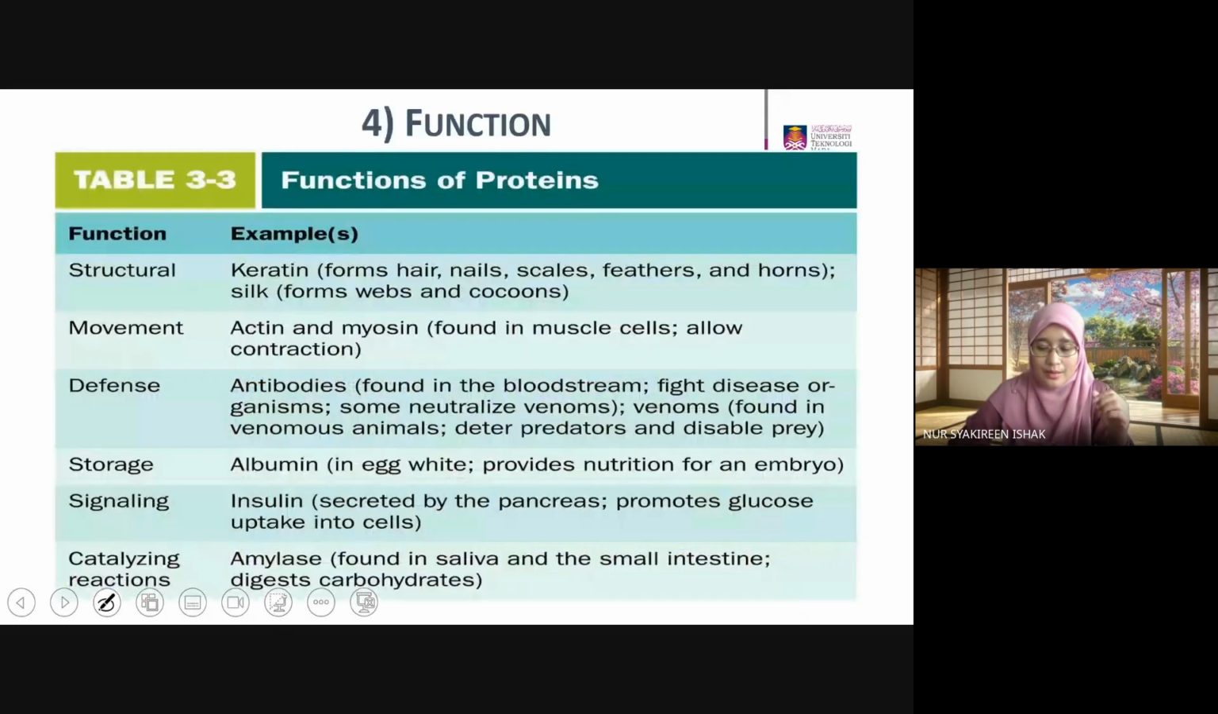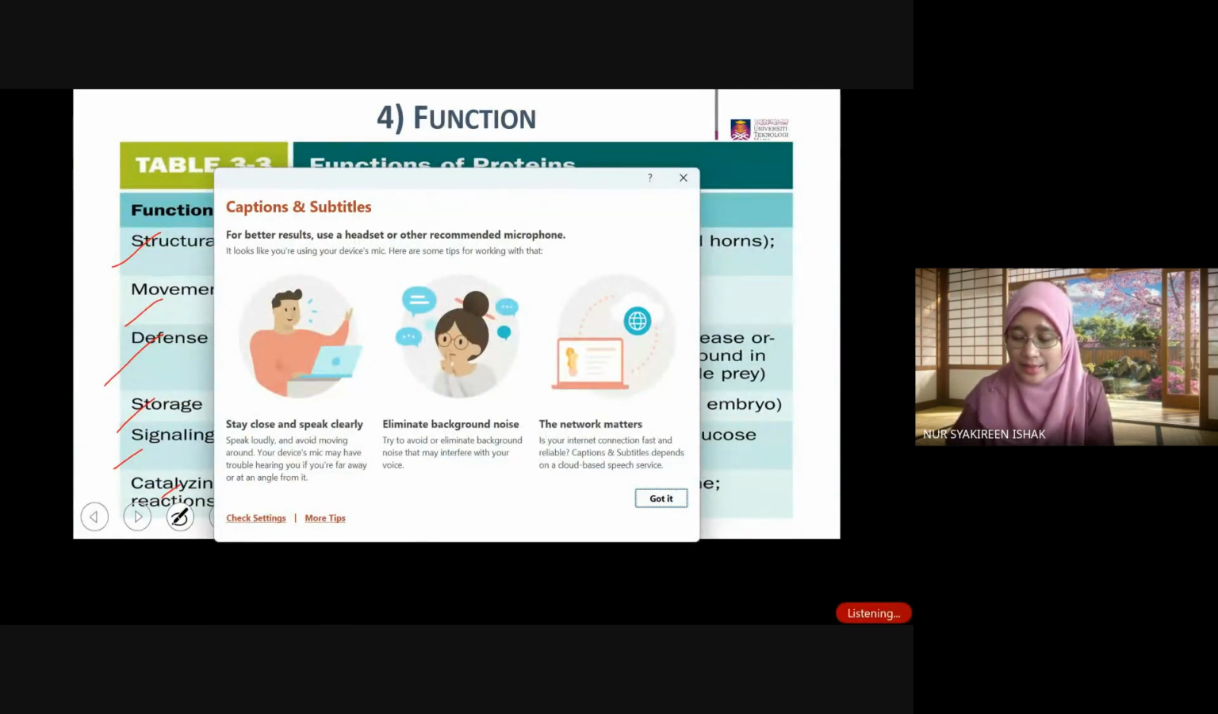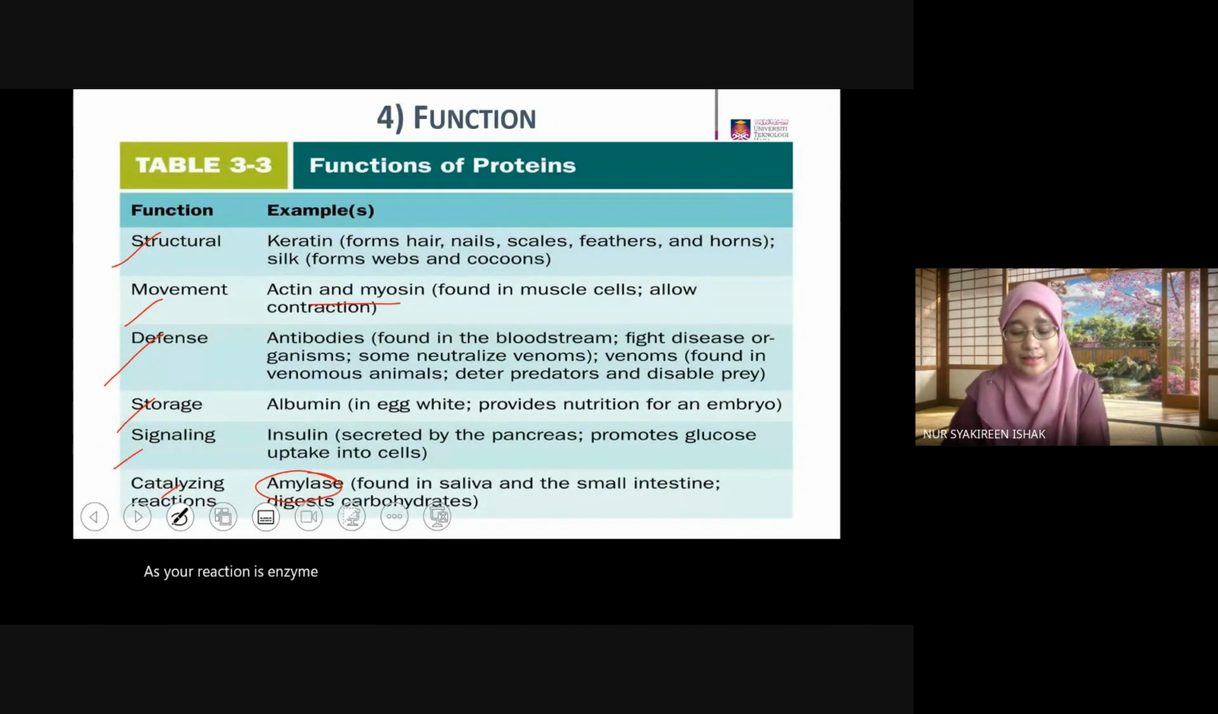And then you can also classify protein based on function. So functions: structural protein, movement, defense, storage, signaling, and also catalyzing reactions. Structural protein, for example, keratin. Movement: actin and myosin in your muscle. Storage: albumin, the storage protein in eggs, the egg white. Catalyzing reaction is enzyme, and then signaling is hormones. So I think that's it.